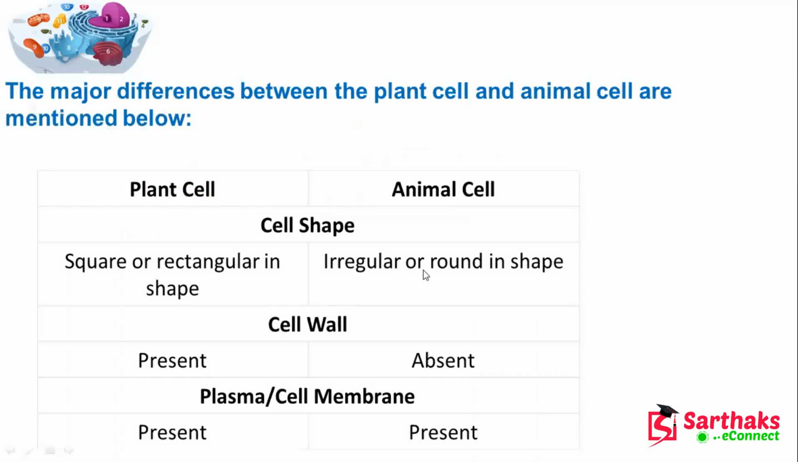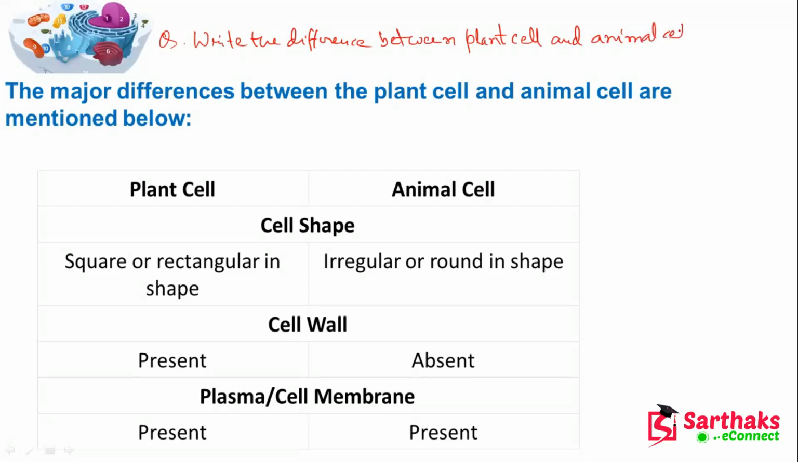Okay, so here the difference, as I have told in the last lecture also, the question may be: write the difference between plant cell and animal cell, and they will give, suppose, 5 marks. At that time 5 points are okay. So if you have 4 marks, then you have to give at least 5 points.